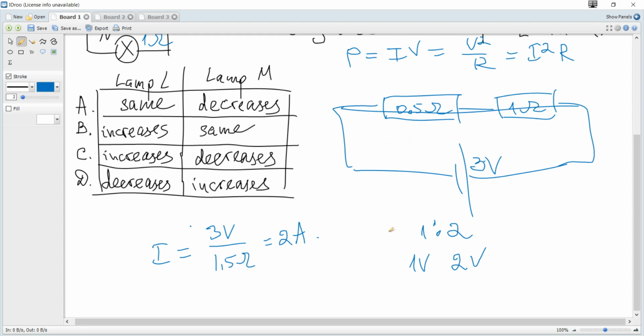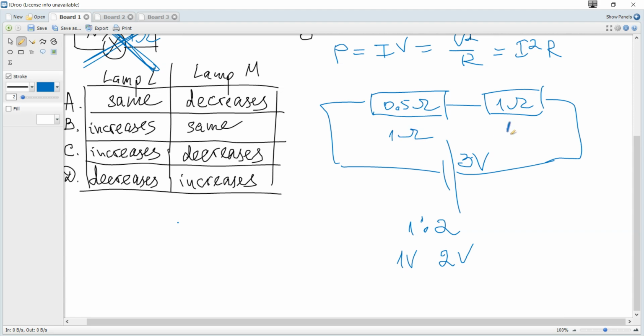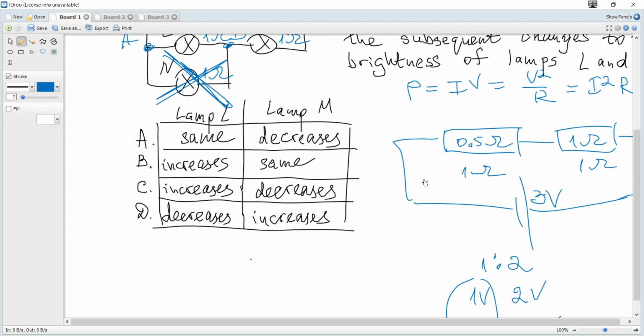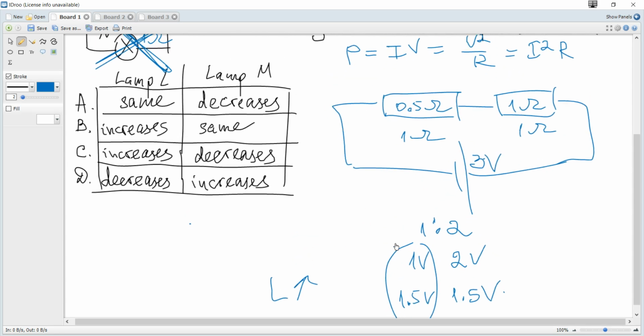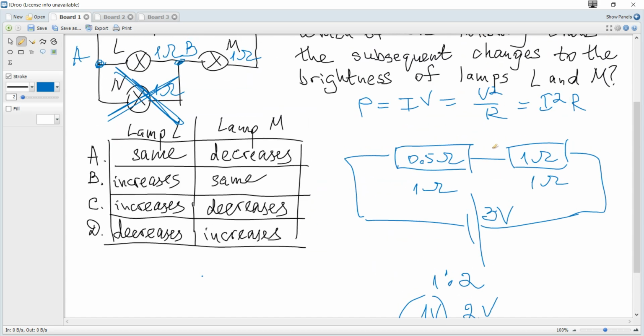And now when N breaks, you can see that the ratio becomes 1 ohm and 1 ohm, and now they divide 3 volts in ratio 1 to 1, and it's clear that it becomes 1.5 volts and 1.5 volts. And you can see that voltage of L increases, and voltage of M decreases, and hence power does the same.